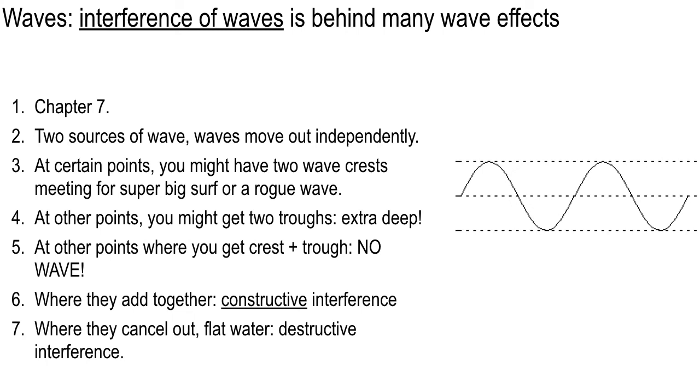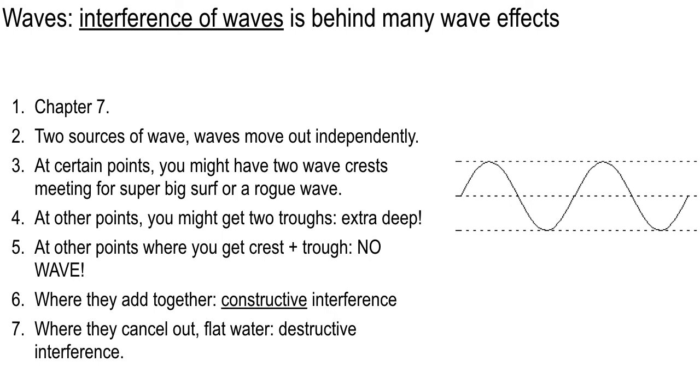Flat water, that's destructive interference. So two waves can go from one side of the Atlantic to the other, or two trains of waves, and they'll set up destructive and constructive interference depending on what part of the interaction you look at. Some parts will be flat water, some parts will be rogue waves, some parts will be rogue troughs, really deep troughs.